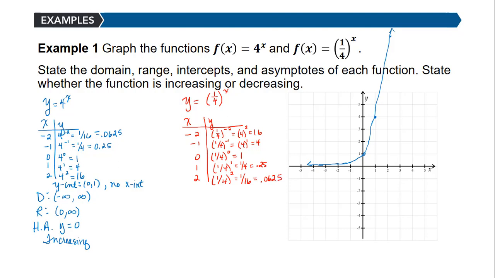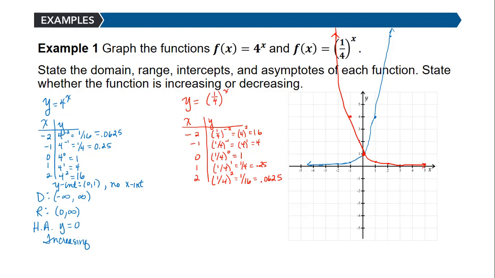So when I plot these points, negative 2, 16, again, it's going to be way off my chart. Negative 1, 4 is in the second quadrant. 0, 1, 1, 0.25, and 2, 0.0625, which is hard for me to draw because it's so close to the x-axis. So now I'm going to draw the graph through these points, showing that I'm getting closer and closer to the x-axis as I go to the right.